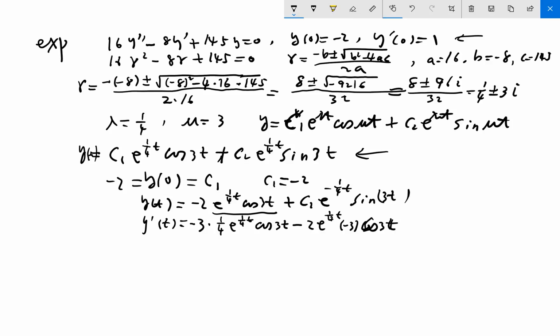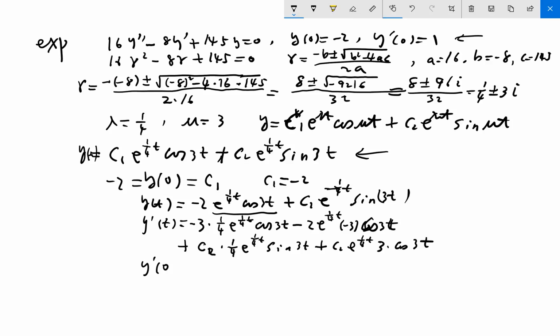Then plus C2. Take the derivative of the first one, again 1/4 e to the 1/4 t, keeping the second one, sine 3t, unchanged. Plus C2 times the first one fixed, and take the derivative of the second one, which gives you 3 times cosine 3t.